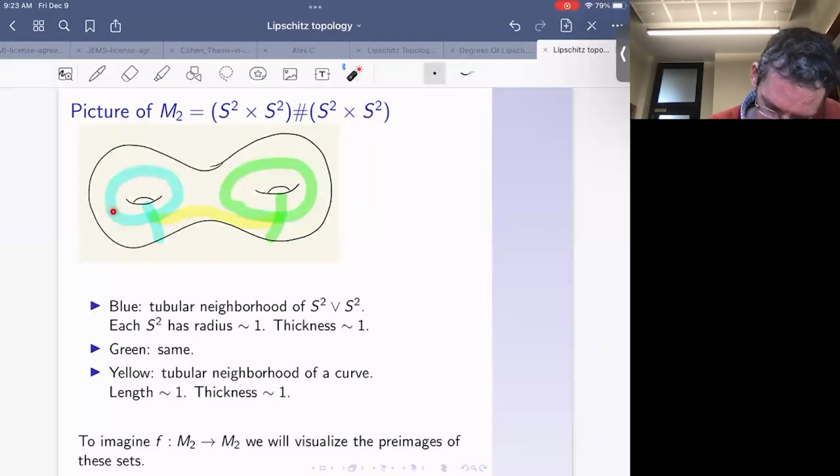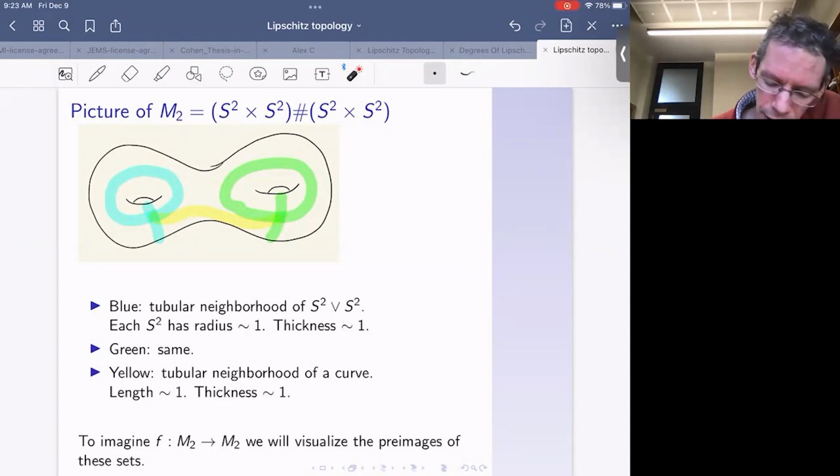So this thing that looks like a blue circle is really a blue 2-sphere. That's a blue 2-sphere. That's a green 2-sphere. And that's a green 2-sphere. And I took tubular neighborhoods of all of them. Okay. And then this yellow thing is just a tubular neighborhood of a curve that goes from the intersection point of these 2 spheres to the intersection point of those 2 spheres.